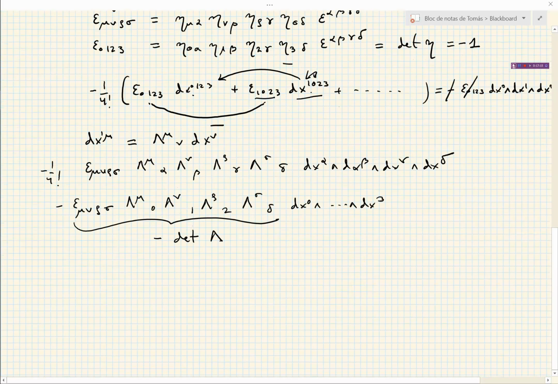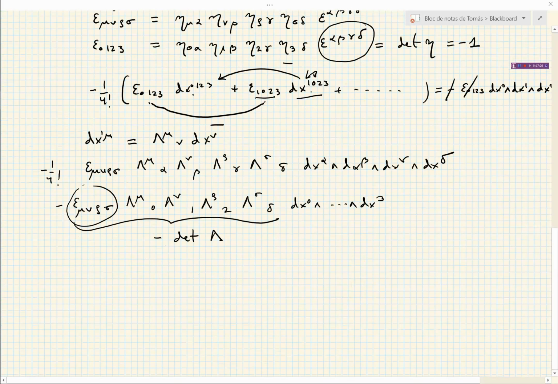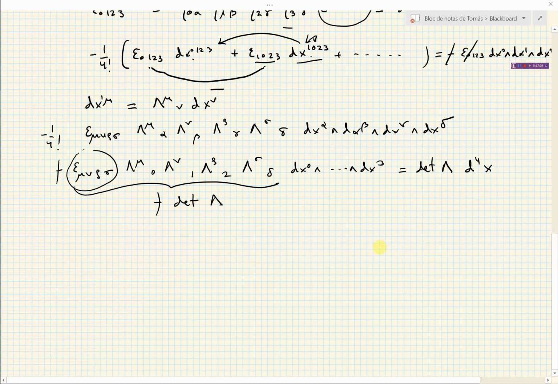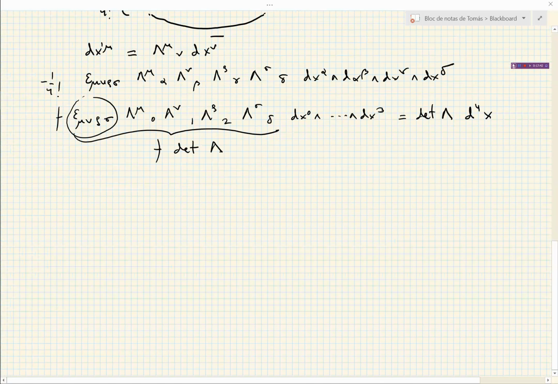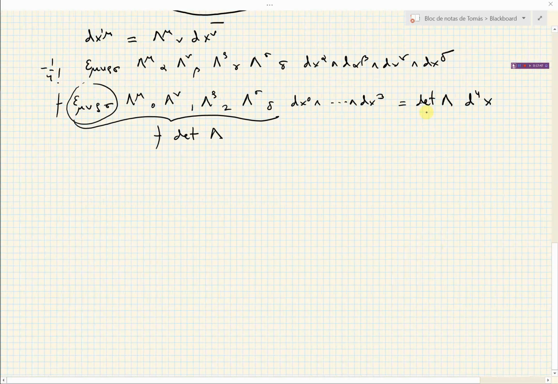and it is minus because the difference between this formula that I applied here and this here with epsilon up and epsilon down is just the overall sign. So this gives me minus determinant Λ, and then this term cancels with this, so this will be the determinant of Λ times what I call d^4x. Now the determinant of Λ, for proper Lorentz transformations, okay, is plus 1. So this element is invariant.